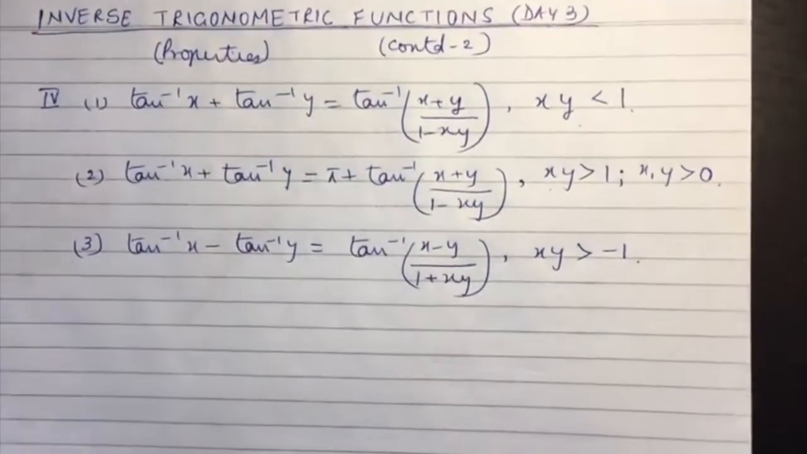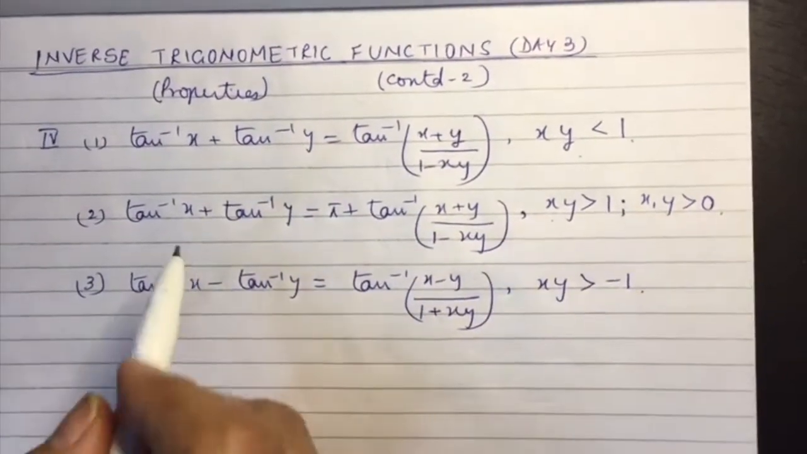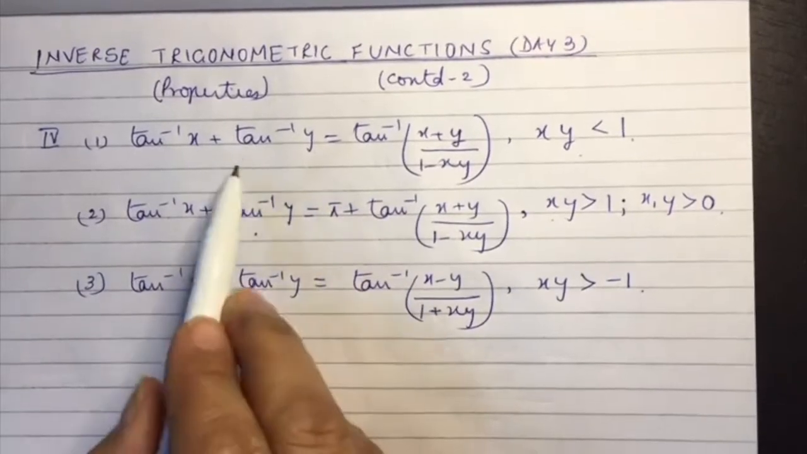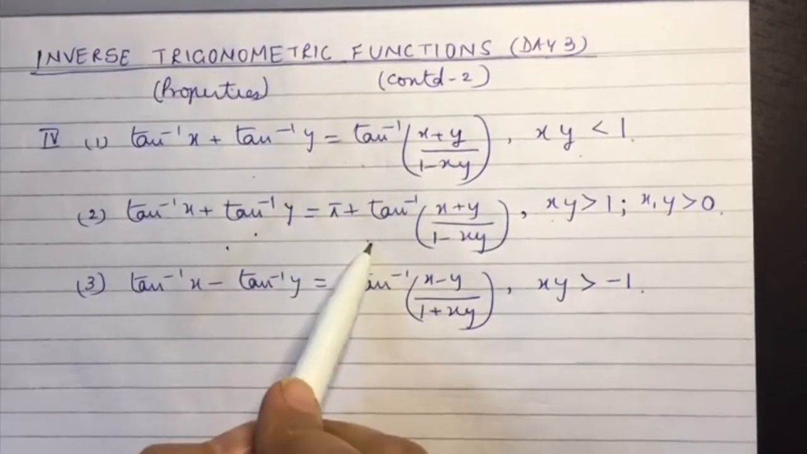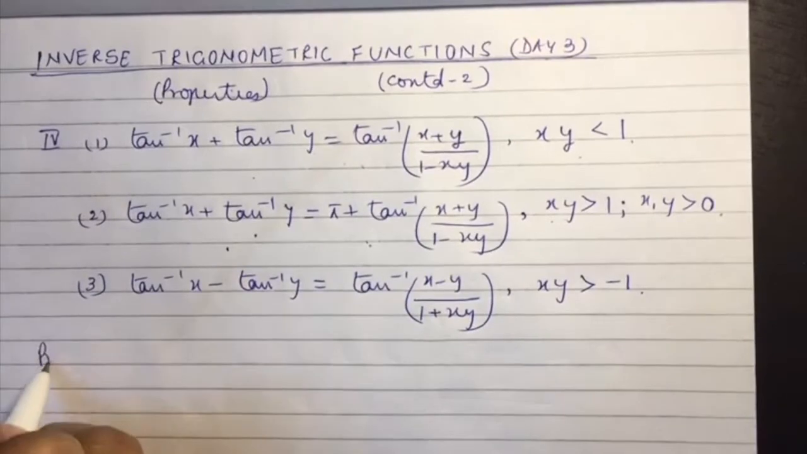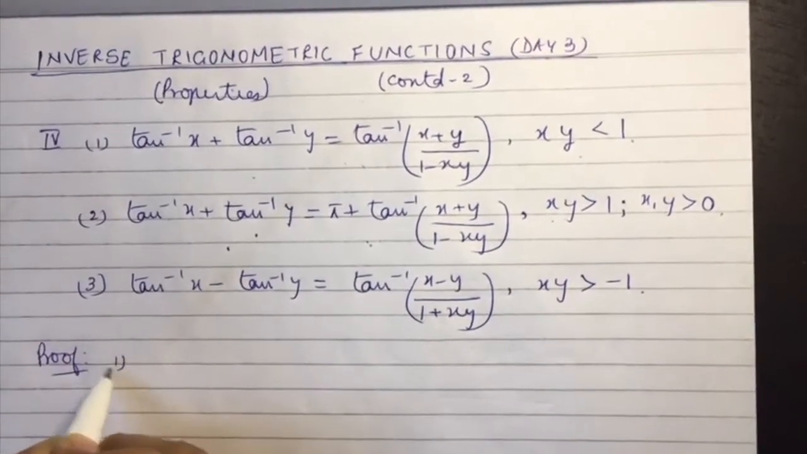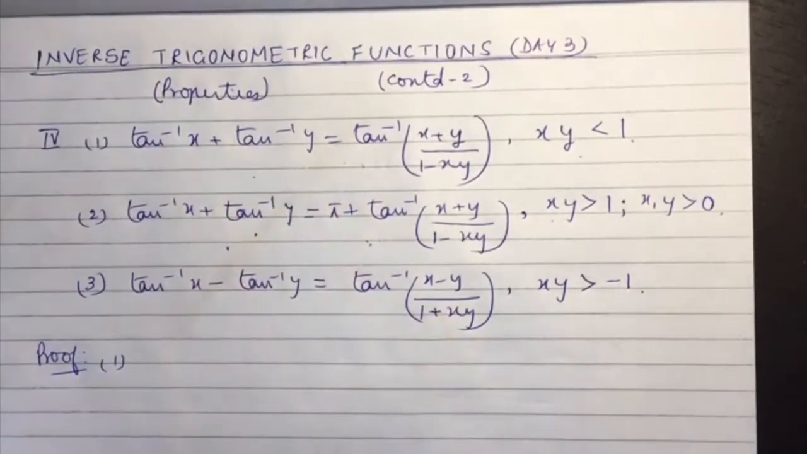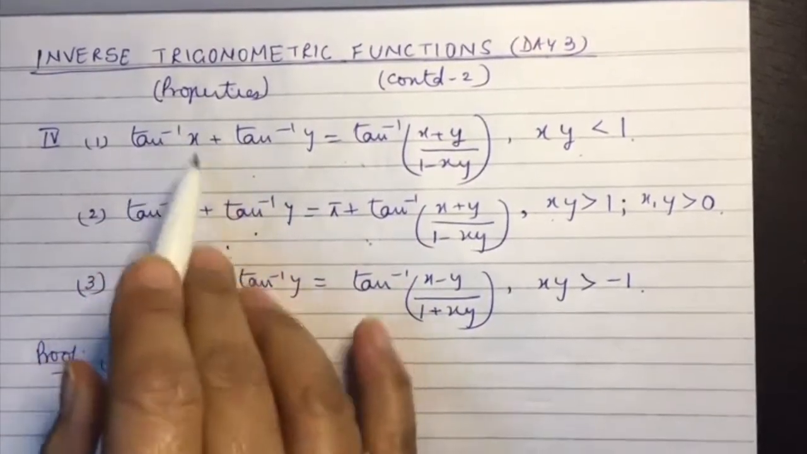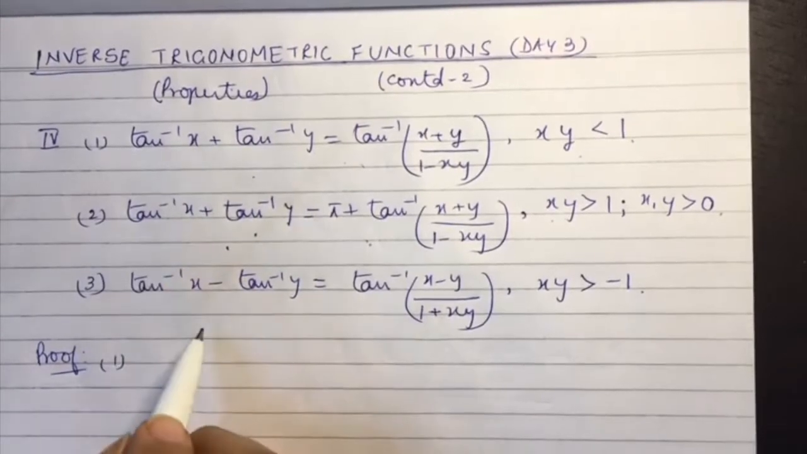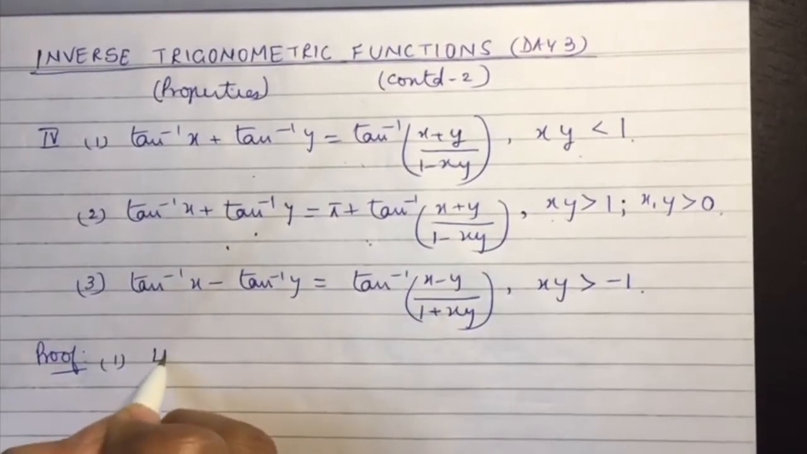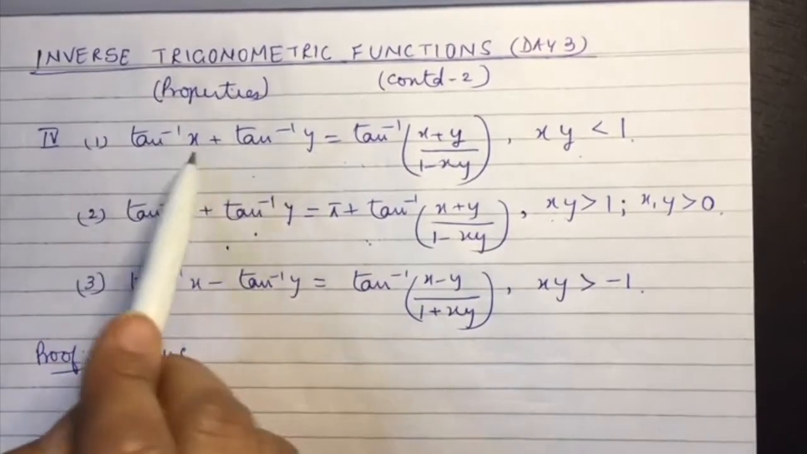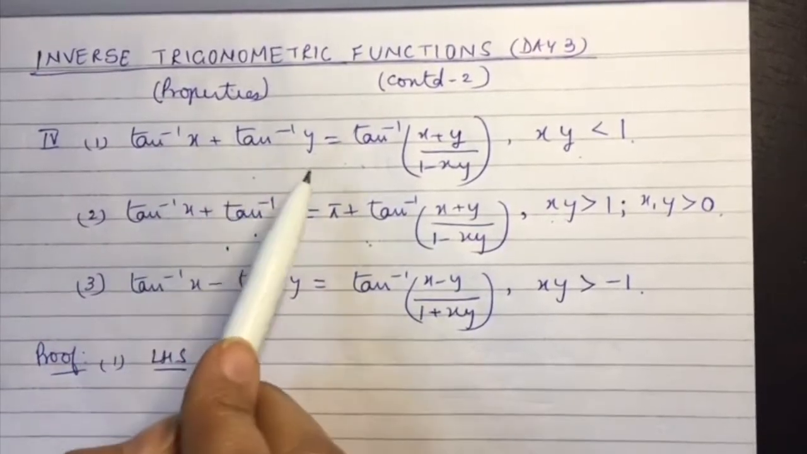Now, let's start doing the proof of these results to see the logic behind keeping them. Now, the proof of the first result, as we have been proceeding in our earlier proofs, we proceed the same way. Let's start with the left hand side. In this, we assume both of them to be something and then proceed further.